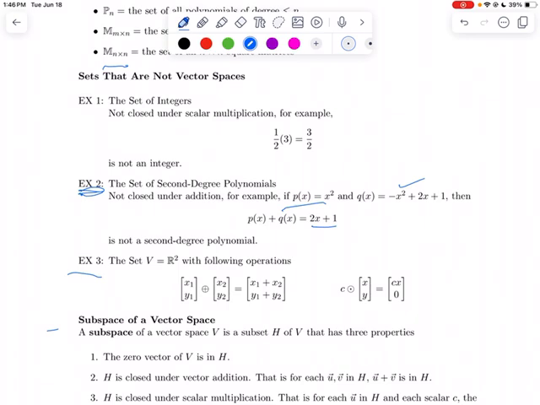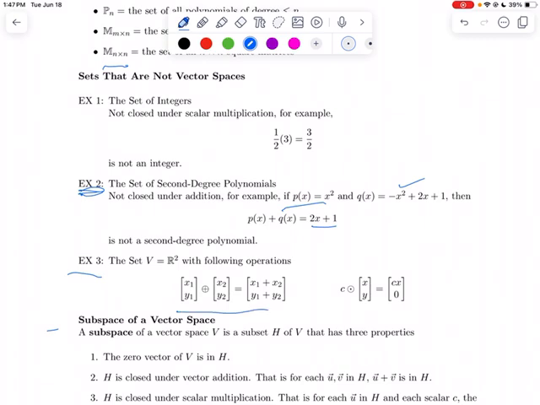with following operations. So now we are going to define a new addition or multiplication, or we could have one of them the same and the other different, or we could have both different. So here we are saying that the addition is going to be defined as, if we have one vector x1, y1 and the other is x2, y2, then when we add them we will get x1 plus x2 as the first component and y1 plus y2 as the second component. So if you notice, this is the usual addition of vectors that we have learned.